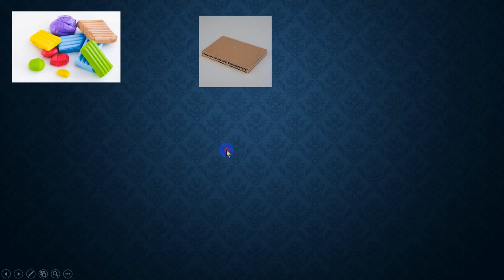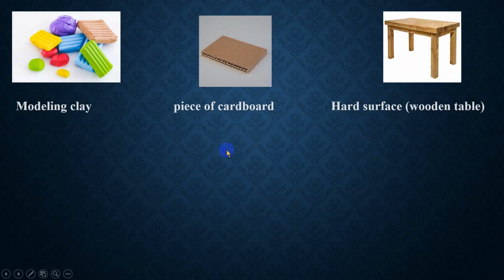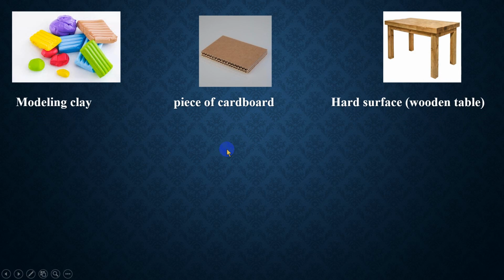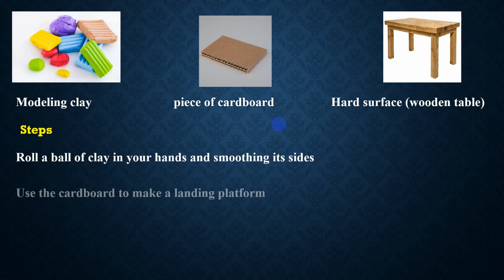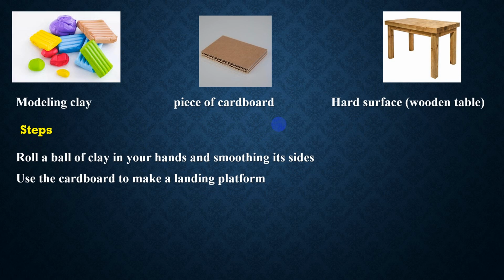If you have this object, try to do it with me. Play piece of cardboard, hard surface like wooden table. Okay? Now you have to roll a ball of clay in your hand and smoothen its sides until it becomes like a ball. Okay?